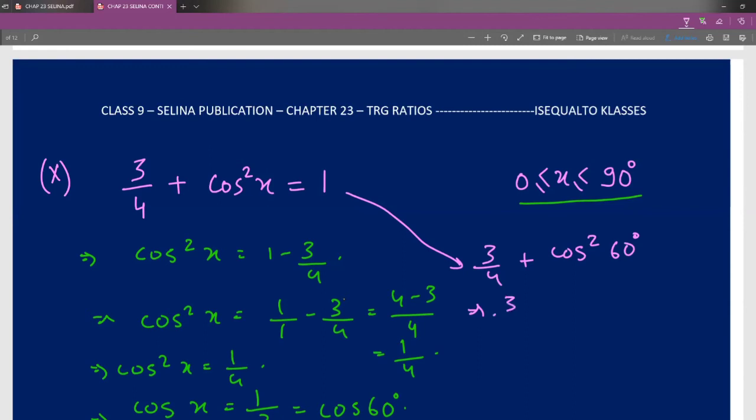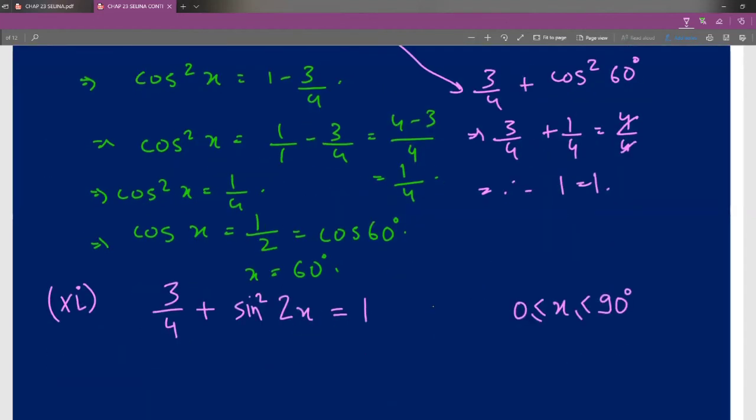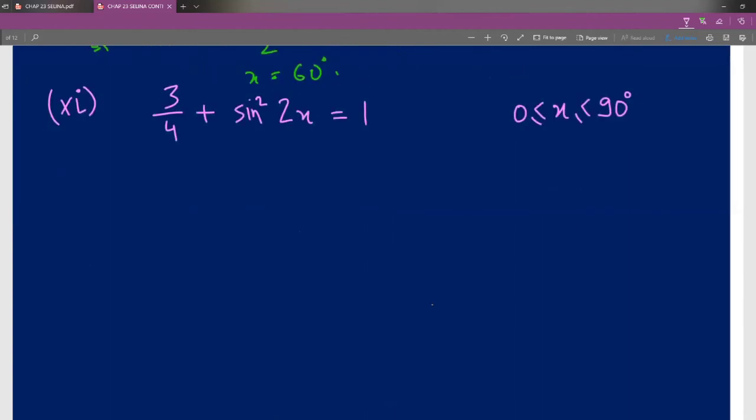So that will prove that our answer is correct. So 3 upon 4 plus cos square 60 degree, that can be written as cos 60 into cos 60, that can be written as 1 upon 2 into 1 upon 2, which is 1 upon 4, which is equal to 4 upon 4. So therefore, our LHS is equal to 1 and our RHS also is equal to 1. So we have indeed proved that our x is equal to 60 degree, which is a correct statement. Moving on to our next subpart, the ninth subpart.